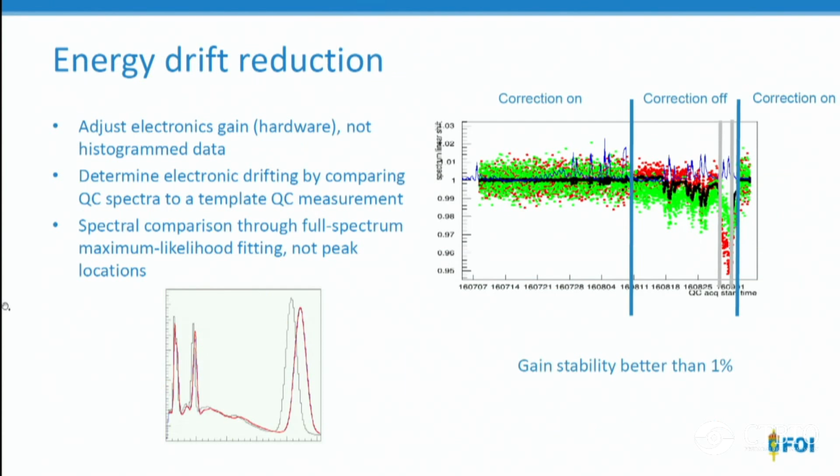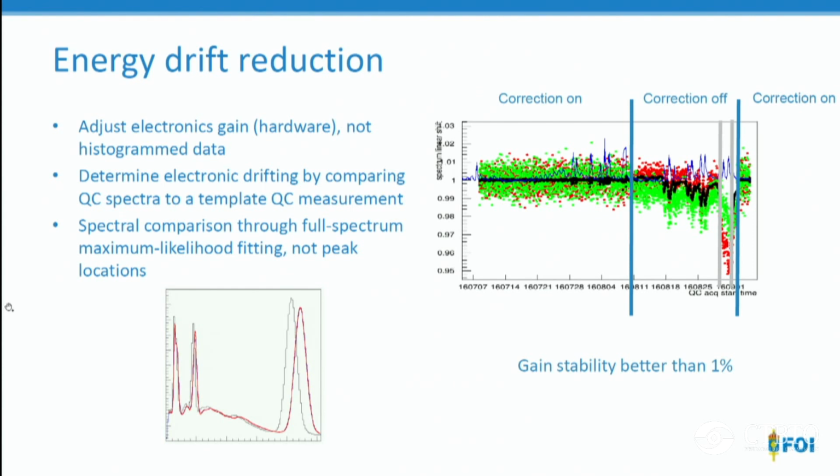For the energy drift reduction we use automatic adjustment of the gain of the different PM tubes. That's done by comparing with a master QC spectrum. And we are fitting the entire spectrum, not the peak fitting, but the entire spectrum using maximum likelihood fitting. And that works very well. So now the gain stability is better than 1%. For the sodium iodide, it's even lower than that, but for the beta, it's around 1%.